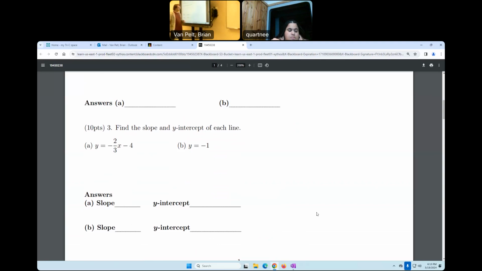Oh wait, I should copy this then. Is B the line intercept? It does have an, let me, I'll work with B and I'll show you. B is a horizontal line.